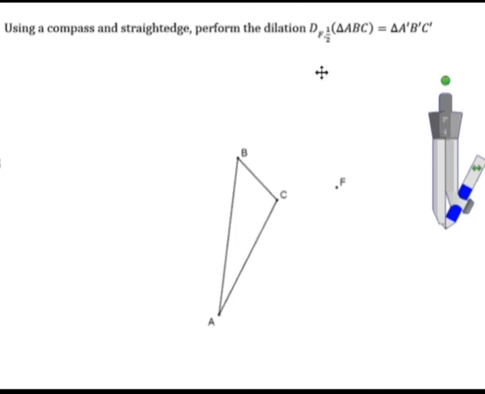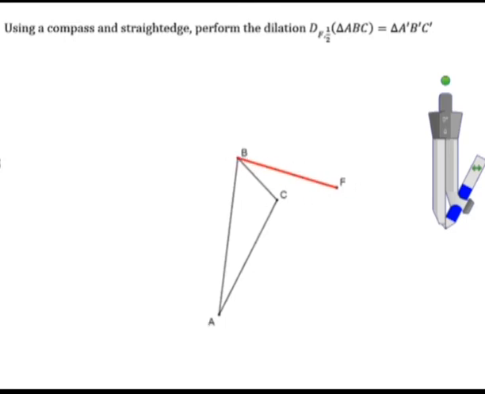To perform a dilation of a half, the scale factor is a half and the center of dilation is F, you need to construct perpendicular bisectors. So what you do is you take your straight edge and you connect from the center of dilation, which is F, to B. You can do all three right now.